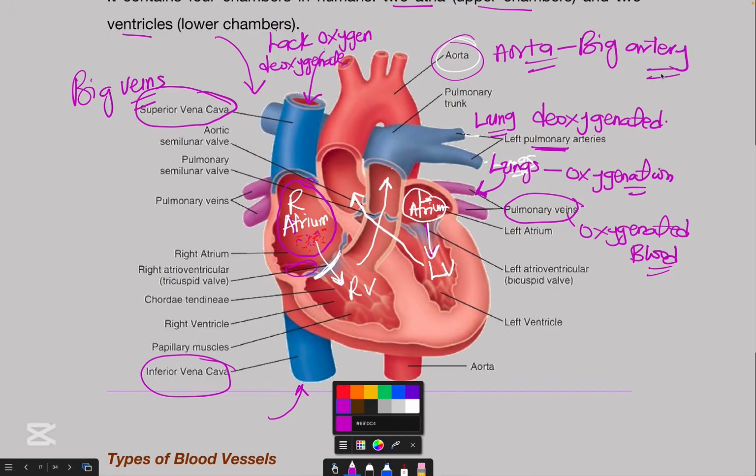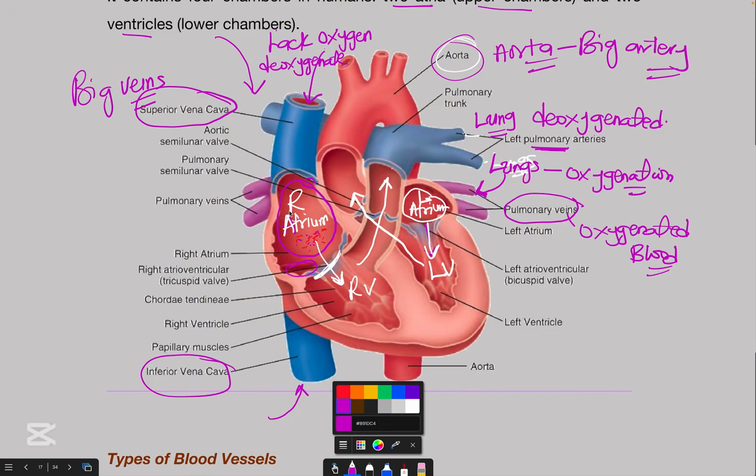Are you getting it now? So the general idea is this. We said blood flows in this direction. Deoxygenated blood will not get oxygen. The blood the body doesn't use anymore, with no more oxygen, will pass through the what? The superior vena cava and the inferior vena cava, from up and down to the right atrium. Now, the right atrium is where they come first.